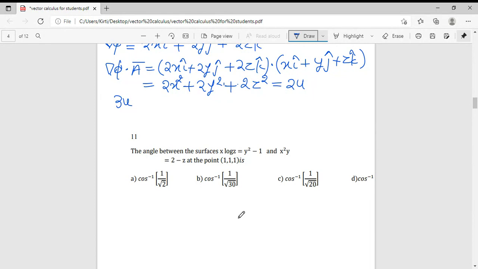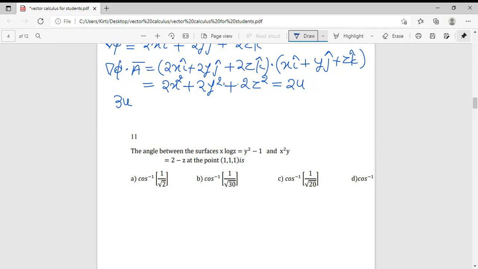Okay. Hello everyone and welcome to the second part on the MCQ questions of vector calculus. As we have seen the various types of questions on the basic concepts of vector algebra as well as the gradient, let's continue that.